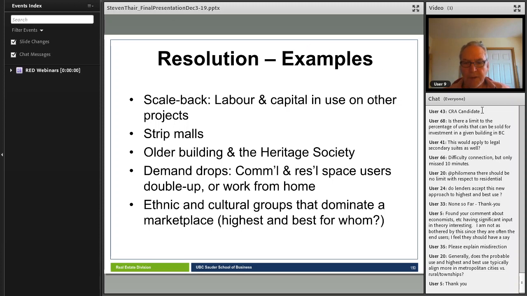Manson asks, does probable use and highest and best use typically align more in metropolitan cities versus rural town situations? You will have uses for land and buildings in both rural and urban settings, which are not the most profitable use.